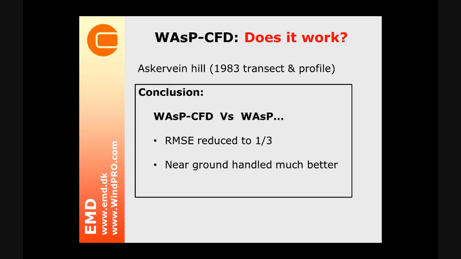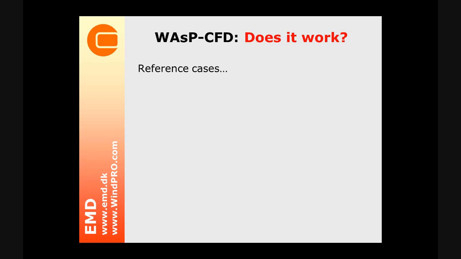If you sum that up, again, as a coincidence, we see a reduction of the RMS error, that the RMS error of WASP-CFD is reduced to 1/3 compared to the WASP RMS error. And in particular, the speed-ups near the ground are handled much better by WASP-CFD. And that's where you have the strongest speed-up effects. So that was the classical cases. Let's proceed to the reference cases.